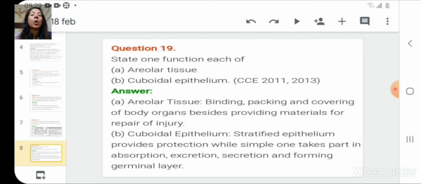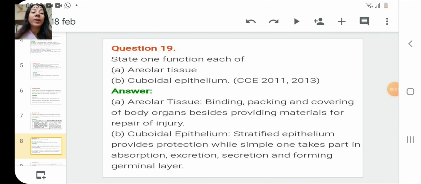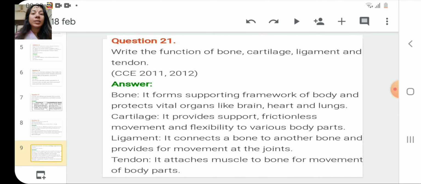State one function of areolar tissue and cuboidal epithelium. So the function of areolar tissue can be binding, packing and covering of body organs, besides providing materials for repair of injury. In cuboidal epithelium, stratified epithelium provides protection, while simple one takes part in absorption, excretion, secretion and forming a germinal layer. Next question is, write the function of bones, cartilage, ligament and tendons.